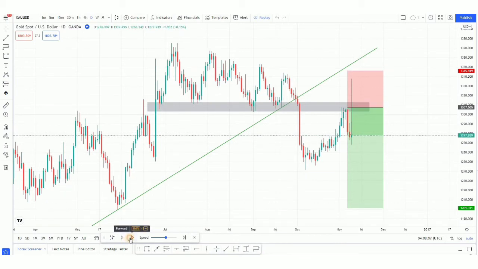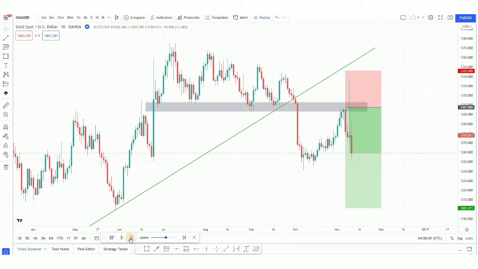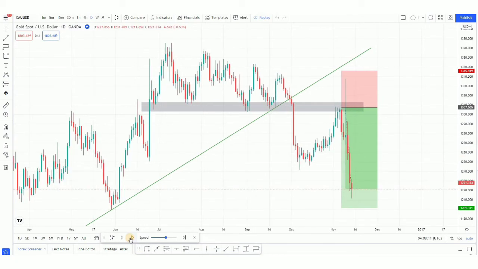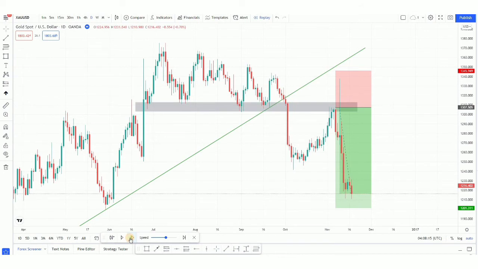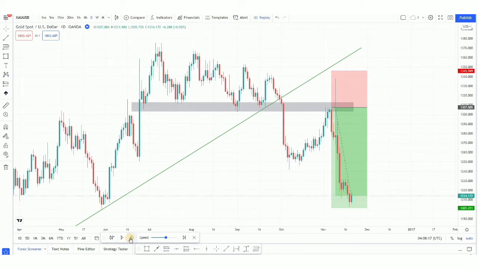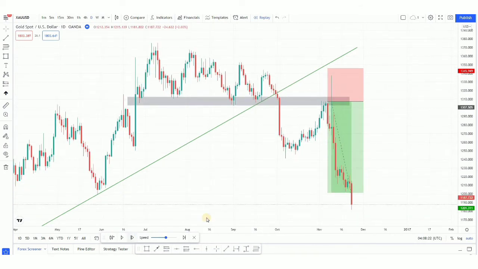Let's see if the market hits. So we are in, wow. We are almost hitting take profit. So over there, you can see we just smashed through take profit. Very simple and easy trade.